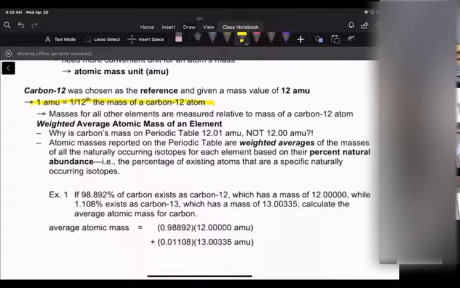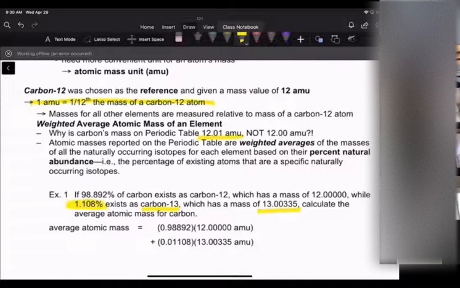But look on the periodic table, we get 12.01. And the reason we have this decimal place value is that there are some naturally occurring isotopes that have extra neutrons. So there are some isotopes that are a little heavier. In this case, carbon-13 is naturally occurring in a small amount.